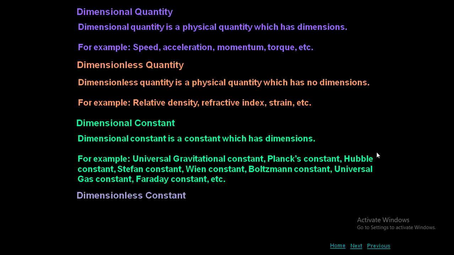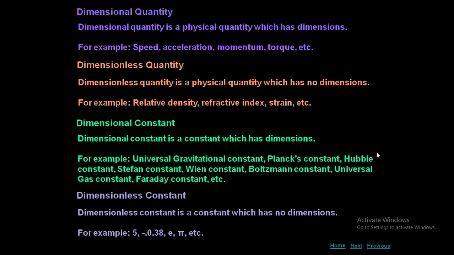Dimensionless constant. There are certain constants which do not have a dimension. So a dimensionless constant is a constant which has no dimension. Example, 5. 5 is a number which is a constant. Pi, which is 22 by 7 or 3.14, e, 0.38, etc.